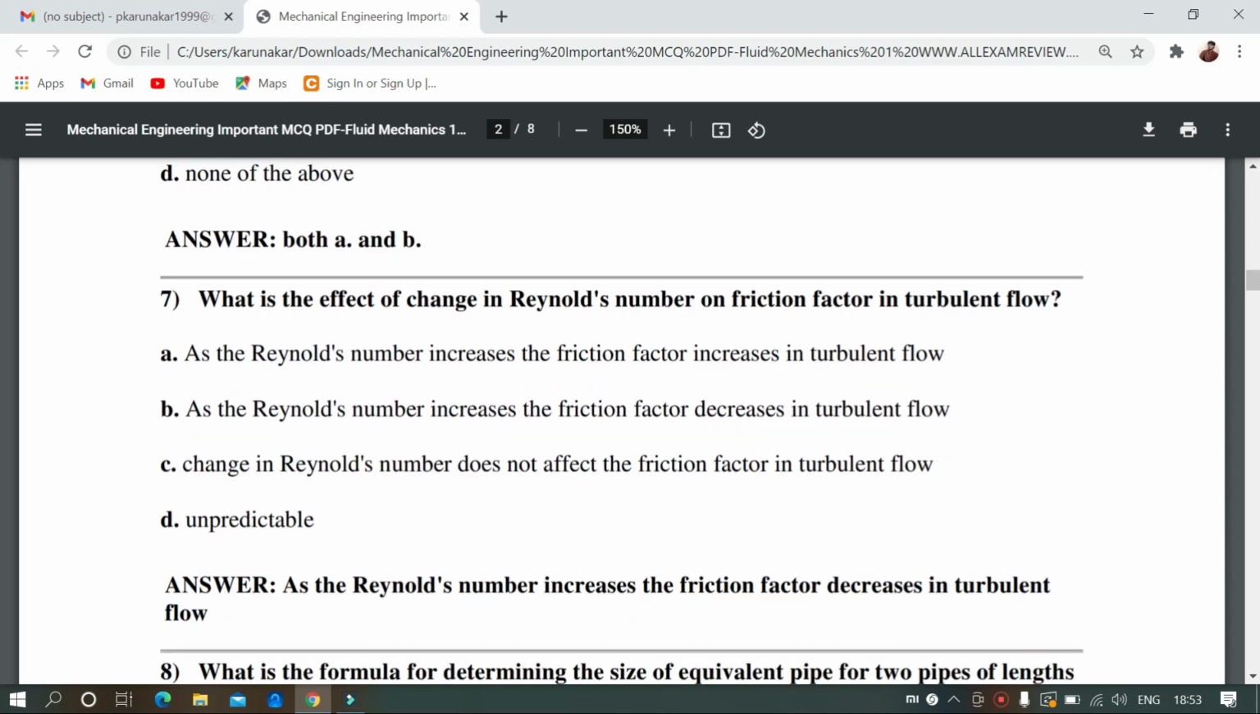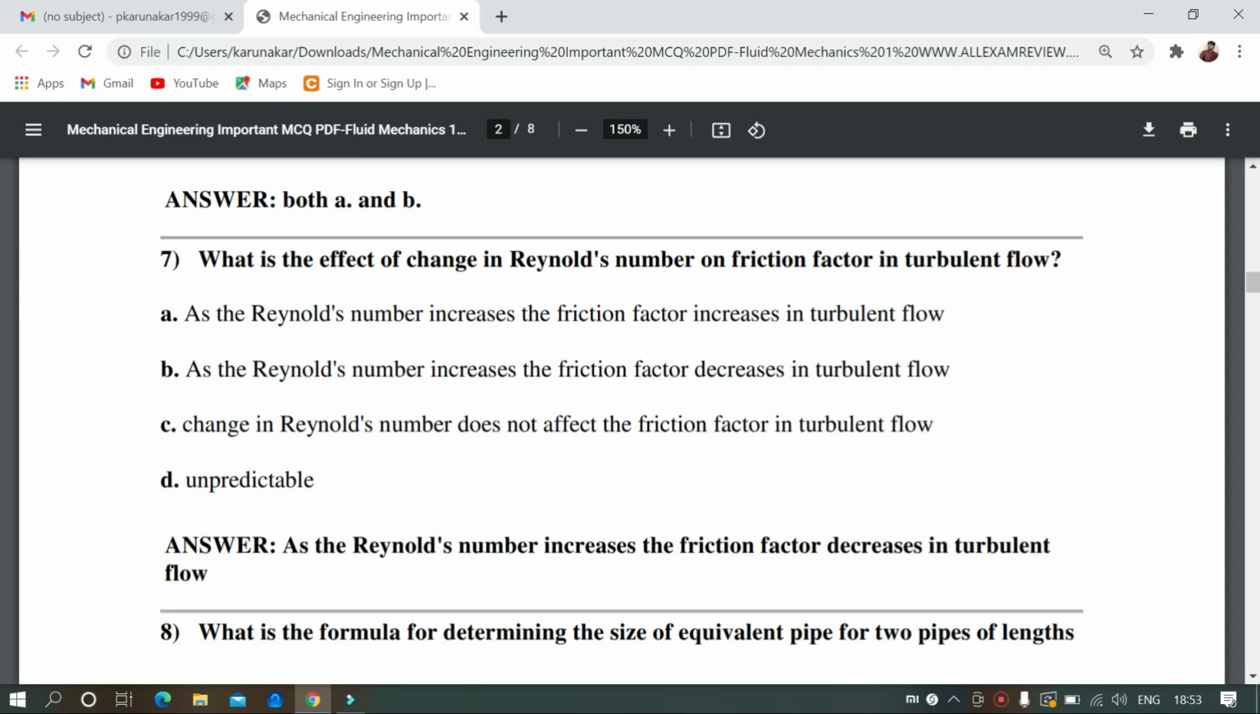So the correct answer is, as the Reynolds number increases, the friction factor decreases in turbulent flow. Okay, in a turbulent flow, the friction factor will always decrease if the Reynolds number increases, because Reynolds number is the main factor for everything.